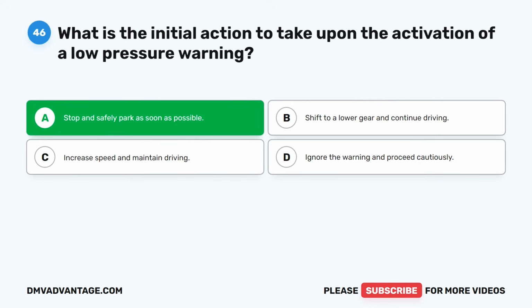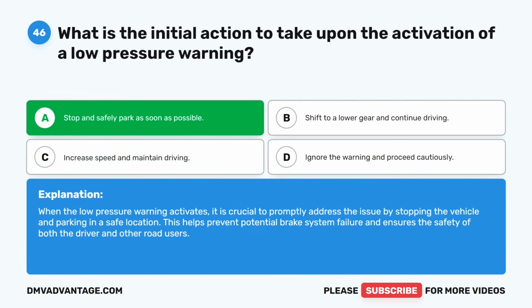Stop and safely park as soon as possible. When the low pressure warning activates, it is crucial to promptly address the issue by stopping the vehicle and parking in a safe location. This helps prevent potential brake system failure and ensures the safety of both the driver and other road users.